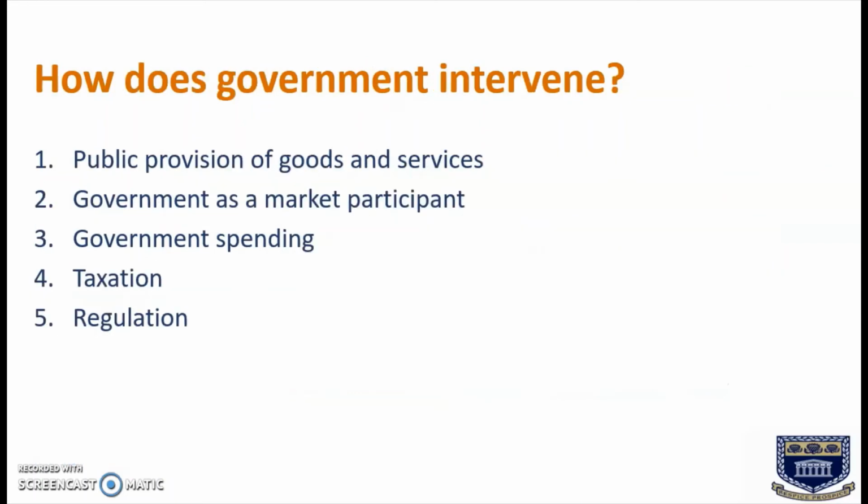How does the government intervene? In the previous slides, we already discussed that the government makes provision of public goods and services such as free education and healthcare services to the public. The government is also a market participant. That is, it buys goods and services from both the factor and goods markets. Government spending on public goods and services. And then taxation, that is, it collects tax from the people and the firms. And also the creation of regulation for households and firms.